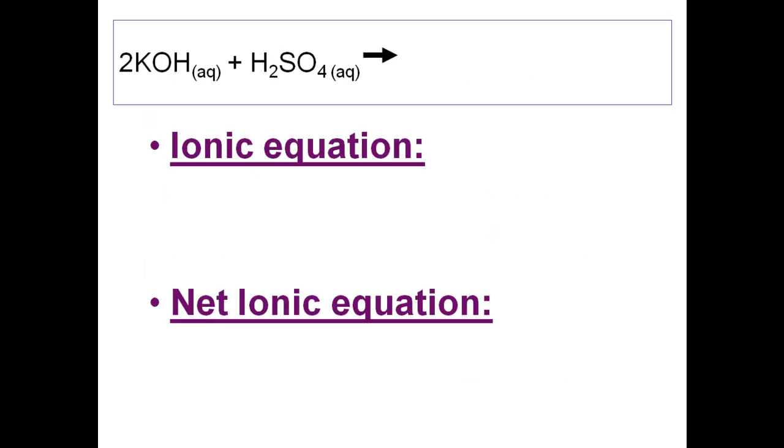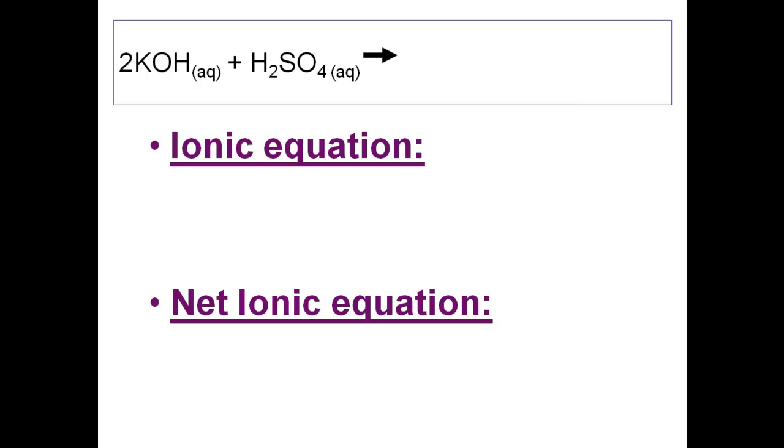Here we have potassium hydroxide mixing with sulfuric acid. What I would like you to do at this time is pause the video, write the full ionic equation, and then write the net ionic equation. But first, you're going to have to predict what your products will be. So go ahead and pause your video now and write this out in your notes.